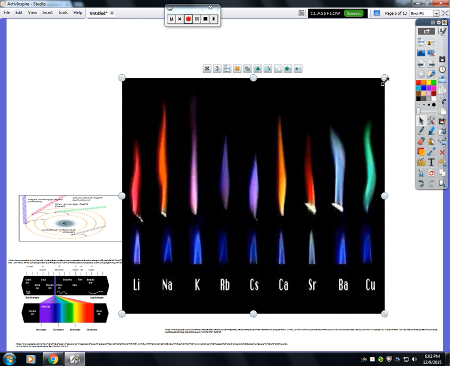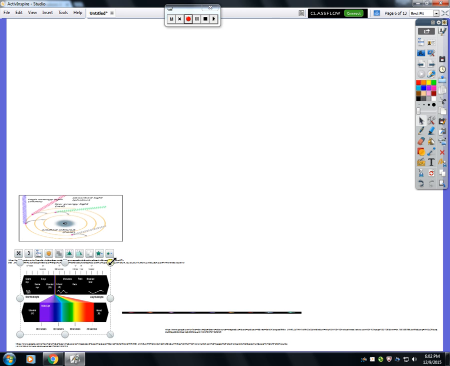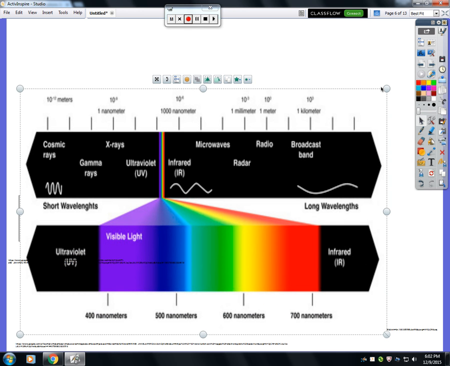So the answers to your fill in the blanks are: after an atom gains energy, the electrons are excited, they jump up to higher energy levels, and then the excited electrons fall from higher to lower energy levels, and they emit light in specific wavelengths. And that light, by the way, is found on the electromagnetic spectrum. Okay? So those are the different colors that are produced.